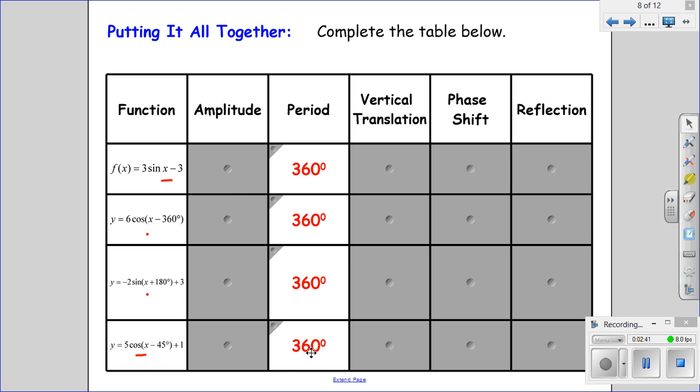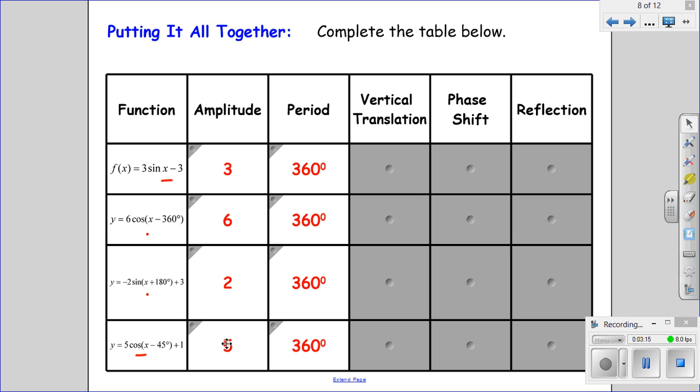The amplitude is determined by the coefficient of the sine or cosine function, and we don't use the sign of it. So in the first one, 3 sine x minus 3, the amplitude is 3. In the second one, 6 cos of x minus 360, it's 6. The third one, -2 sine of x plus 180 degrees plus 3, the amplitude is 2. The negative is not part of the amplitude because remember, amplitude is the distance or half the distance between your maximum and minimum. And the last one has an amplitude of 5.